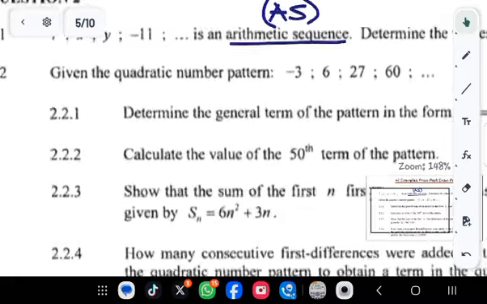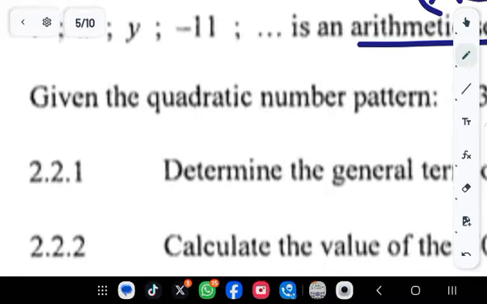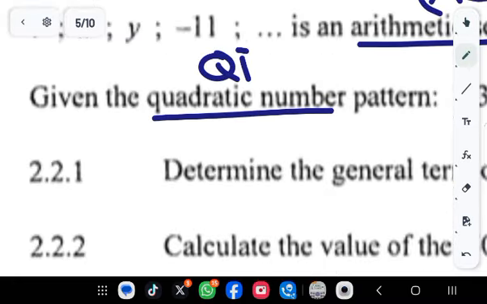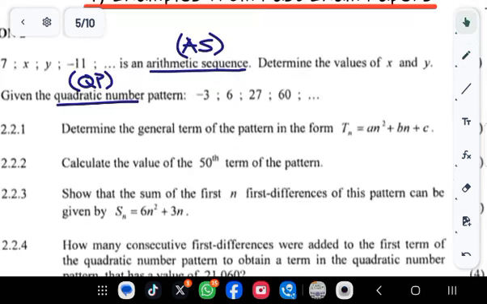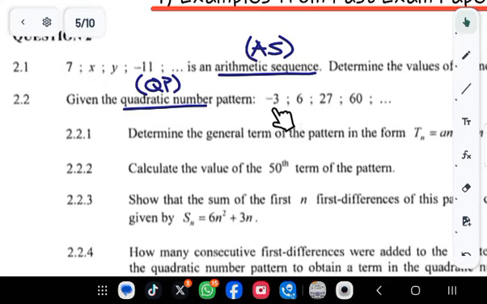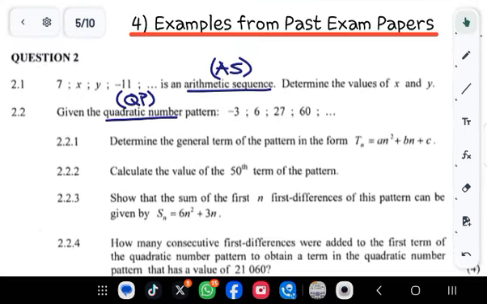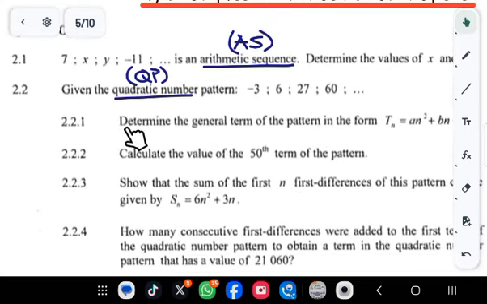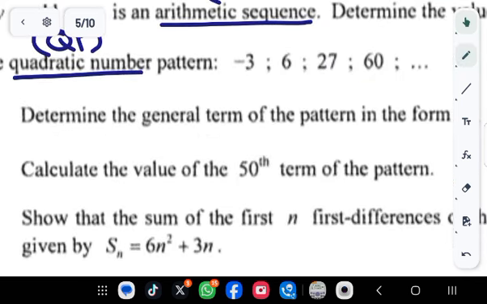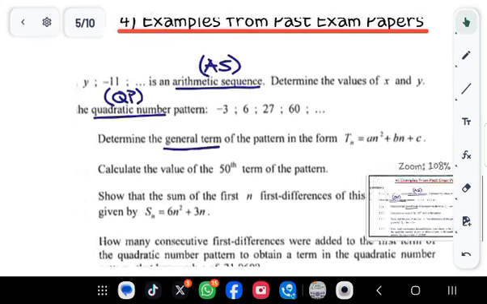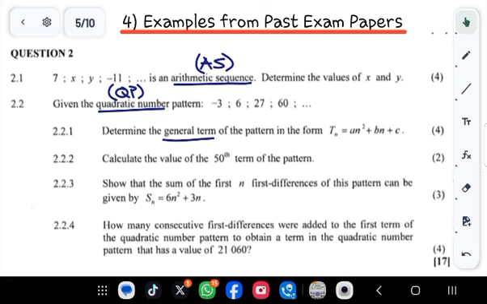Given the quadratic number pattern, we're dealing with a quadratic pattern. It's important to note this, so your brain is focused on the correct one. Here is the number pattern: negative 3, 6, 27, 60. 2.2.1, determine the general term of the pattern. So we're looking for the general term, Tn.